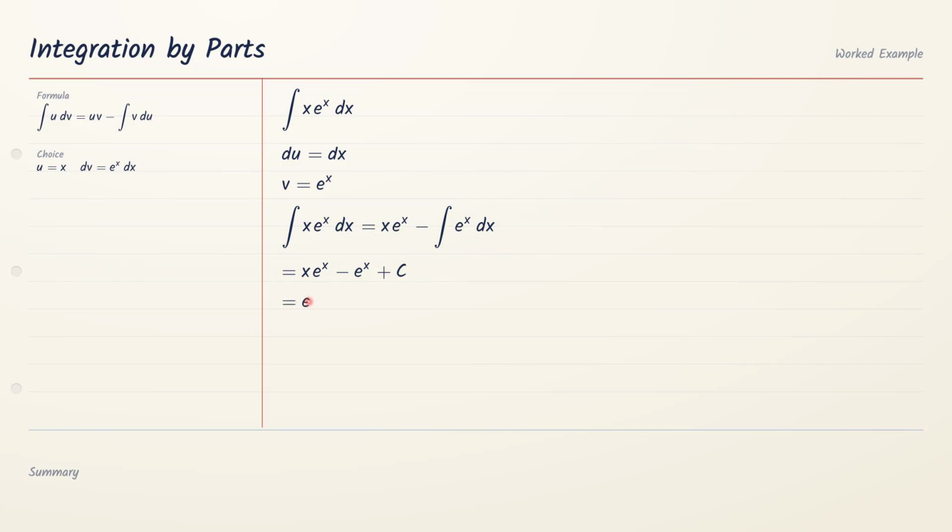Since this is an indefinite integral, don't forget the constant of integration, c. I can also factor out e to the x to tidy it up. So there's our answer. The integral of x e to the x is e to the x times (x minus 1) plus c. You could differentiate it to check, and it comes right back to x e to the x. Here's the final result, cleanly.